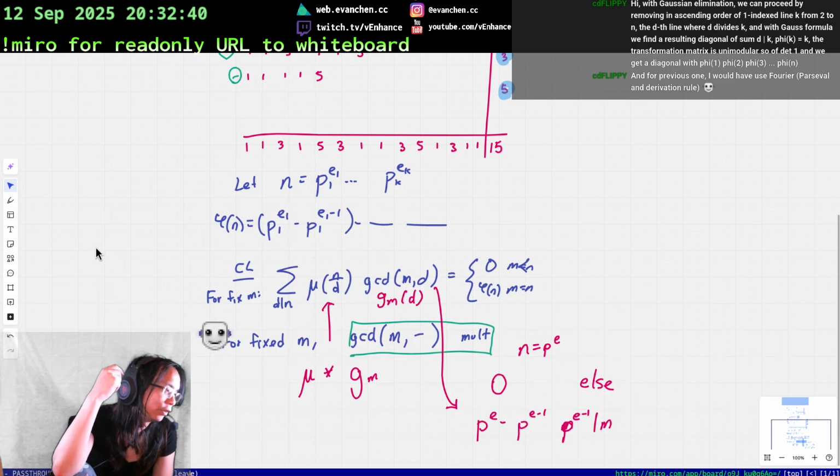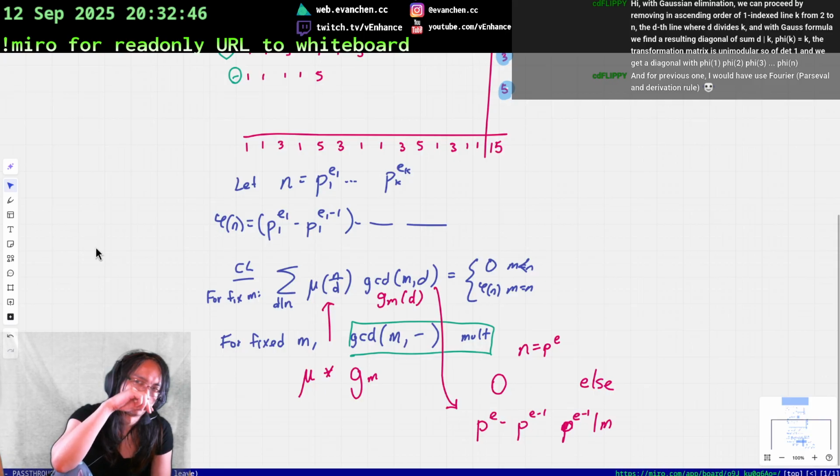For the previous one, I would have used Fourier. Yeah, I mean, that was also what we concluded. I was told there was an elementary solution and I couldn't find it, and after a while I was just like, I'm not doing this anymore.